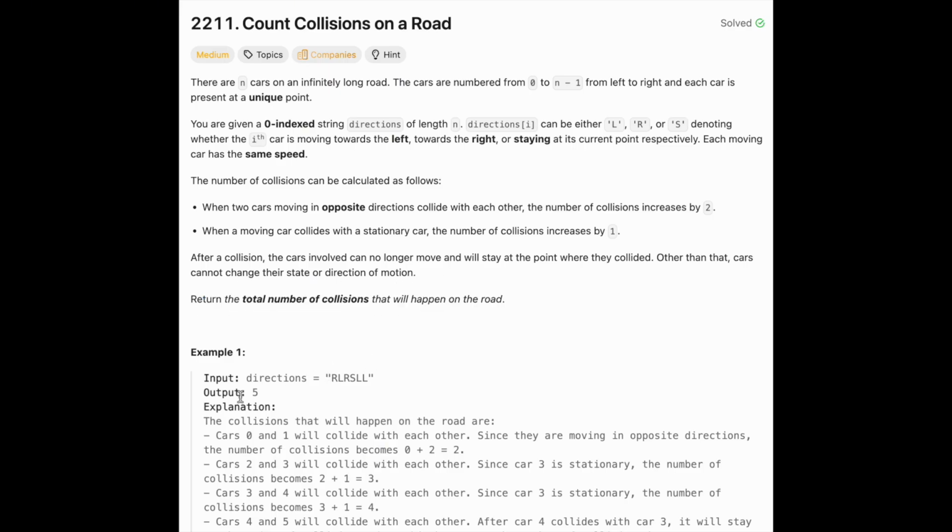So if we look at this example, we return 5 because there's one collision here, one is moving right, one is moving left. So that would be 2 because we increase by 2 if it's opposite direction. And R hits S here, that's one more. And L hits S here, so that's another one. And L hits S here again, so that's another one. So the total will be 5. So now that we have seen some examples, let's get to how we can solve this problem.